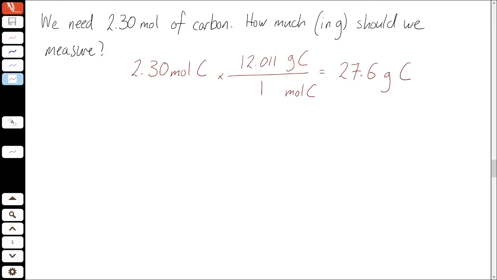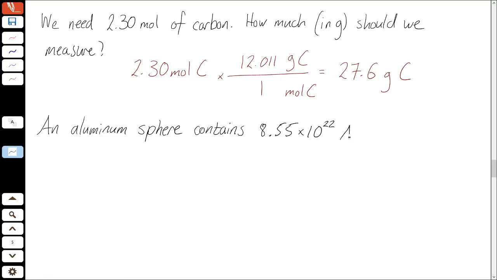Okay, let's do a kind of weird problem. There are some in the homework that look a little bit like this. And we'll talk about how to think through it, how to form a strategy to solve a problem like this. So this is an example from the book. An aluminum sphere contains 8.55 times 10 to the 22nd atoms. The density of aluminum is 2.70 grams per cubic centimeter.